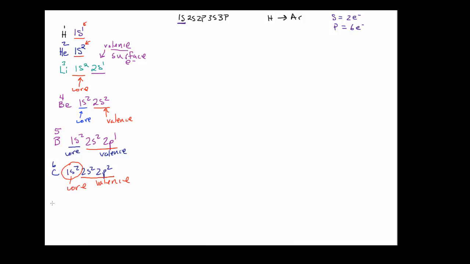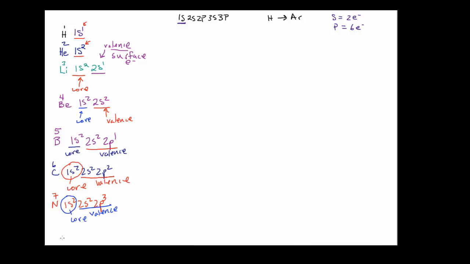Next element to the right, nitrogen, 7. All right, 1s2, 2s2, 2p3. 3 and 2 is 5. So if you look at the group number for nitrogen, it's in group 5A. Here's the valence. These are the surface electrons that are involved in the chemical reactions. Here's my core.